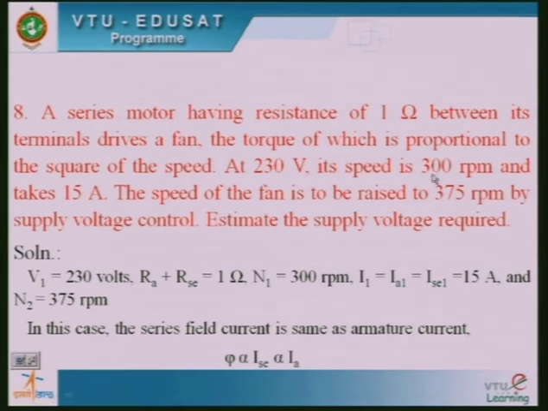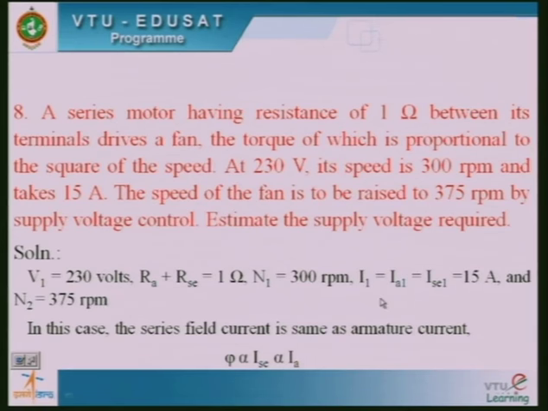The supply voltage at 300 RPM is given as 230 volt. Now, you have to calculate the supply voltage at 375 RPM, that is the speed of the motor. So, collect the data given: V1 is equal to 230 volts, the total resistance is 1 ohm, and in the first condition the speed of the motor is 300 RPM. We know that in a series motor, all the three currents are the same, because the armature, series field winding and the supply are connected in series. So, this is equal to 15 ampere as mentioned, and N2 is 375 RPM.